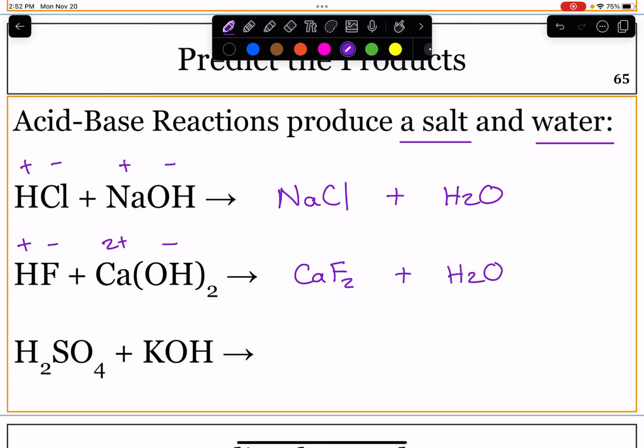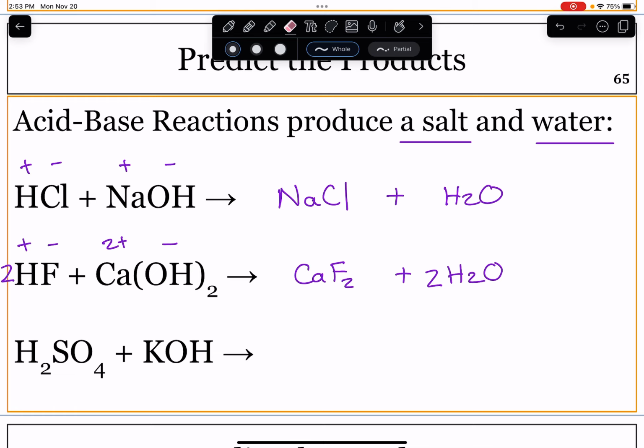Speaking of balancing, we have 2 fluorines on the right-hand side, so let's put a 2 out in front over here, and then that means we need 2 water molecules. So hydrofluoric acid, the HF, reacted in a 2-to-1 ratio with calcium hydroxide, and it produced 1 molecule of calcium fluoride and 2 water molecules.